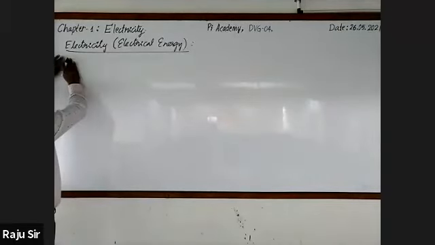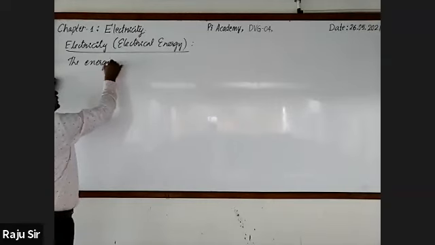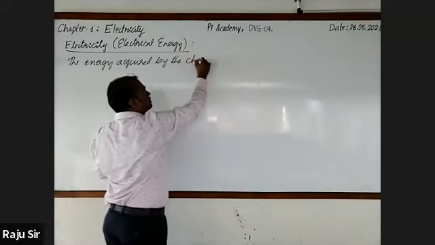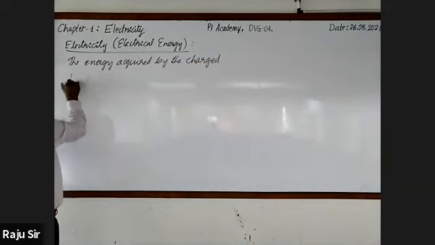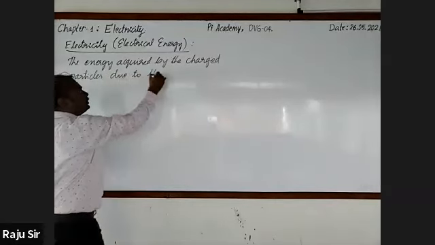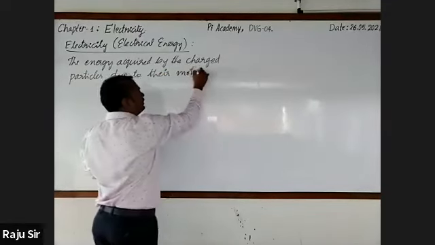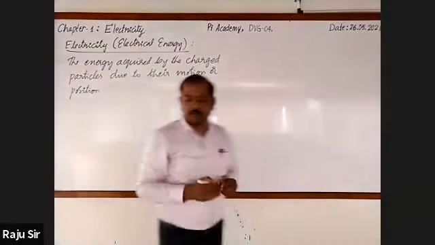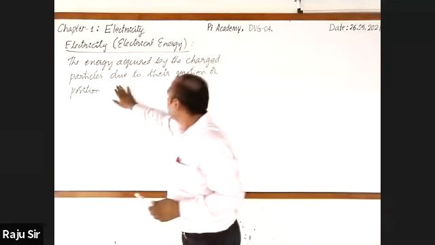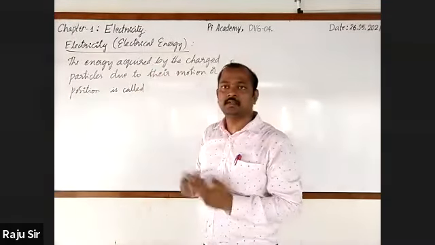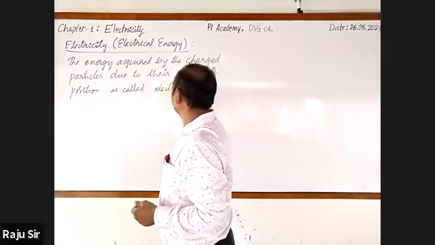Start writing the definition from this margin. It is the energy acquired by the charged particles due to their motion or position. The energy acquired by the charged particles due to their motion or position is called electrical energy. Nothing but electricity.